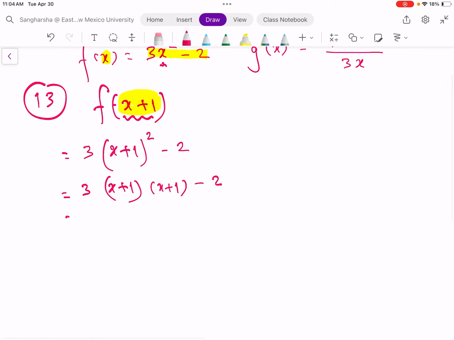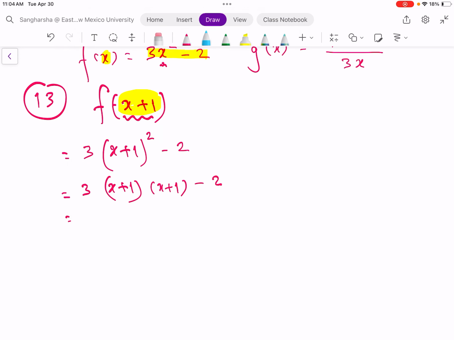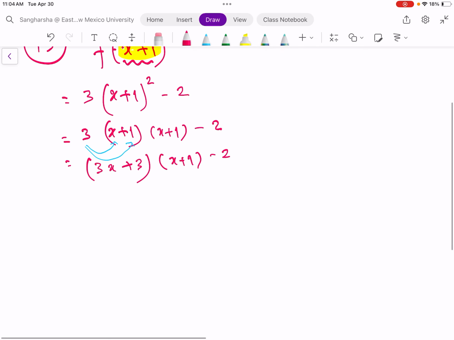Now let's distribute 3. We can distribute 3 over the x and the 1. 3 times x is 3x, 3 times 1 is 3. Parenthesis close, and we have x plus 1 minus 2. Now we have a binomial times a binomial, so we use the FOIL method.